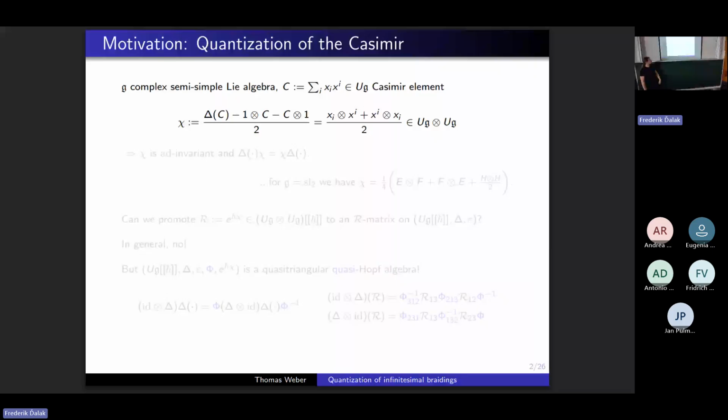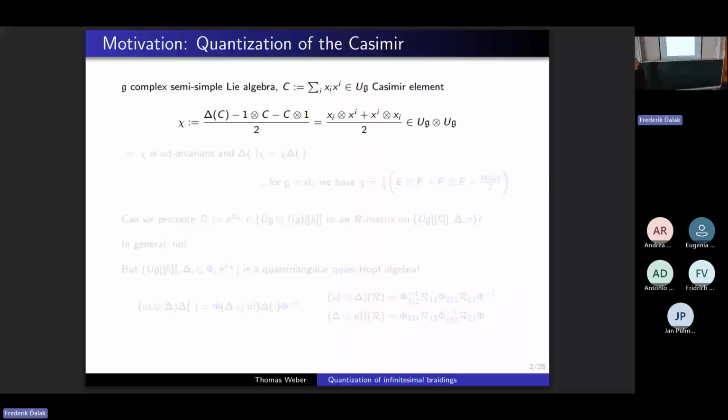If you choose a basis of g and a dual basis, then you can use the Killing form to identify your dual basis with an element of the Lie algebra. And then you simply sum over these dual basis elements. This is what gives you the Casimir, something very well known, very well studied.